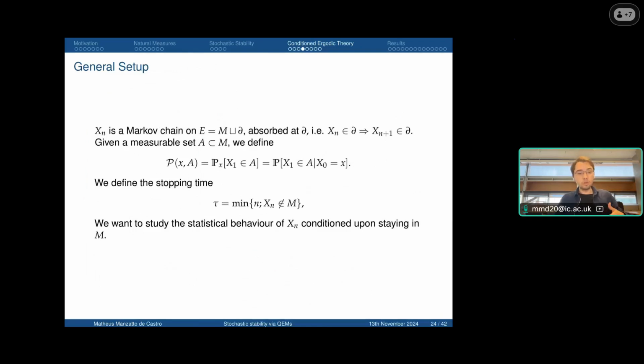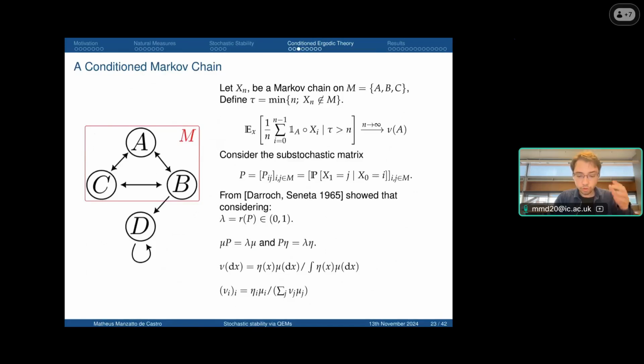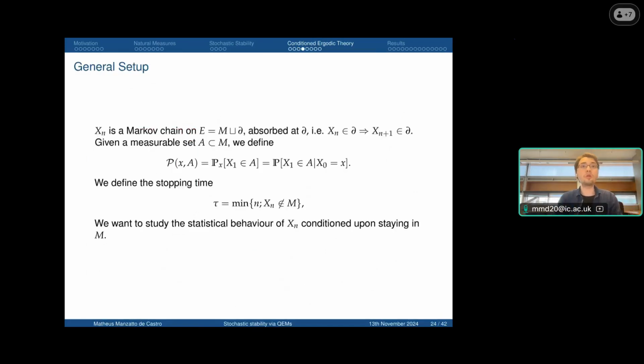Now you can do this in a general setup. We have a theory which tells us how the conditioned average should behave, and we may be able to do this in general. In a general setup, you would start with a Markov chain on E, and E would be decomposed as M union partial. We want to study absorbing Markov chains, so we are assuming that it is absorbed at partial, as I said before. If you are in partial, you remain in partial forever. Given a measurable set A, we define P_x(A) as the transition kernel of this chain, the probability of X1 being in A given that you start at x. And again, since we want to do conditioned averages, we once again define tau as this stopping time.